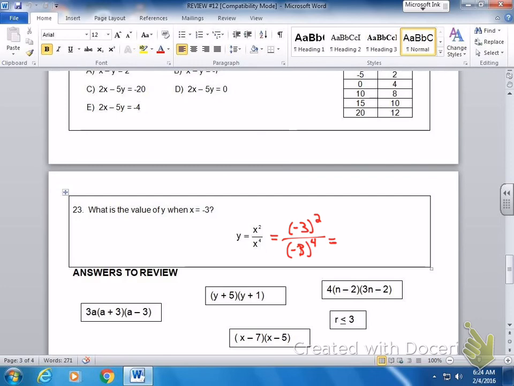Negative 3 squared is negative 3 times negative 3, which gives me 9. Negative 3 to the fourth is negative 3 times negative 3, which is 9, times negative 3 is negative 27, but negative 27 times negative 3 gives me positive 81. And I could simplify that. Your calculator could do it by dividing out a 9 from both of them, and you would end up with 1 over 9.